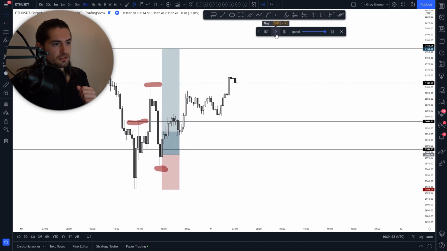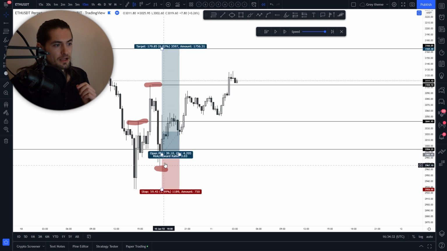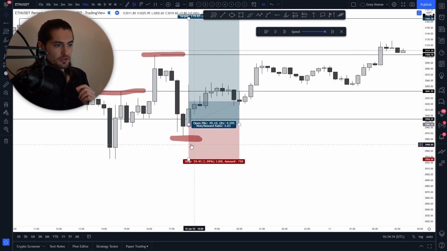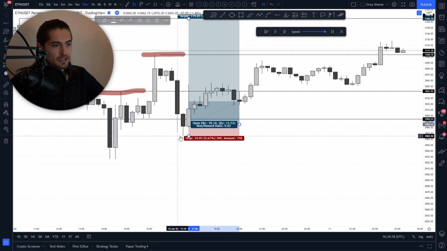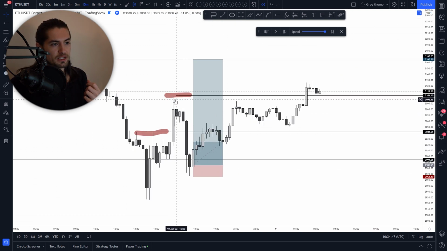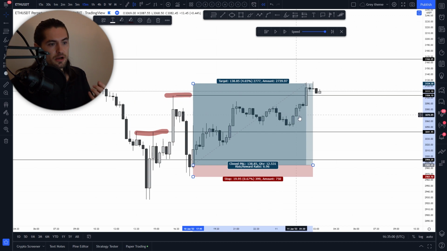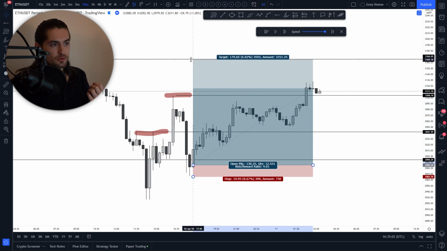So I'm going to play the chart a little bit. As you can see, now we break this specific high. So at this point, my stop loss would be right here. As you can see, we took a partial right here, and the second part of the trade is now running 7 times risk reward ratio, which is really sweet.